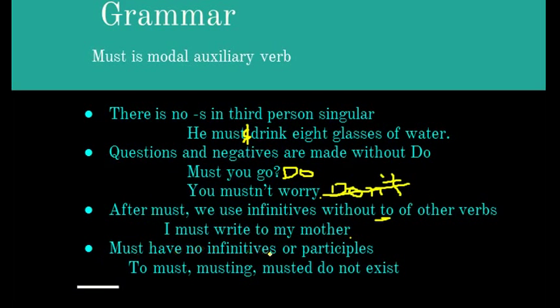Must has no infinitives or participles. No infinitive like to must. There is no infinitive. No participle like musting. There is no participle. Must does not have a past tense. Musted does not exist. When necessary, we express a similar meaning with other words.